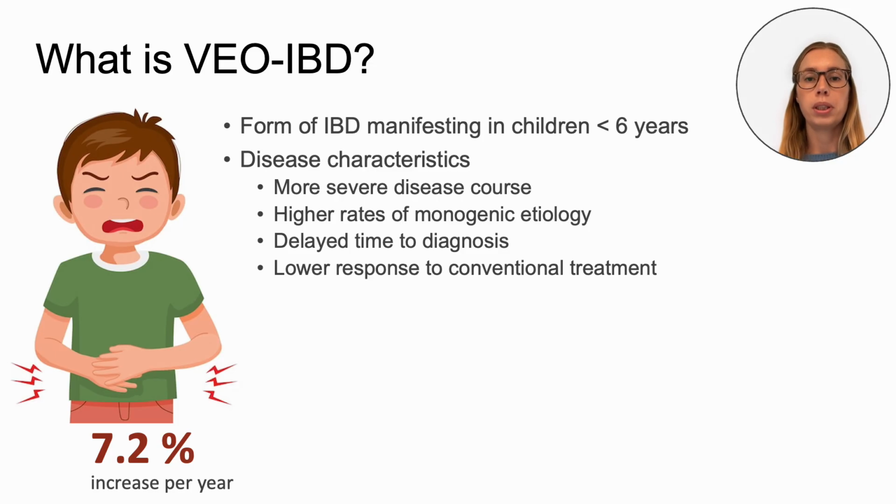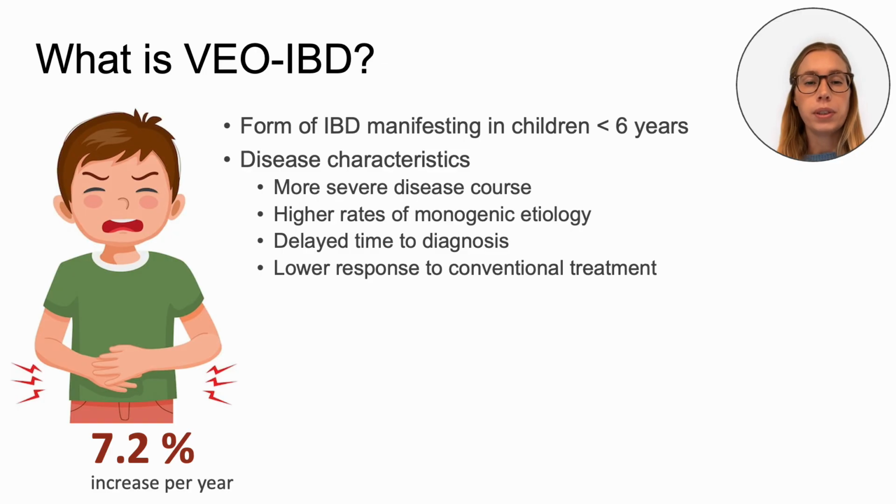Since all of you might not be familiar with what very early onset IBD is, I want to start by just giving a brief overview of the disease. This is a form of IBD manifesting in children less than 6 years old. Compared to IBD diagnosed at later ages, it's often associated with a more severe disease course. The clinical presentation often varies a lot, which means that there is often a delayed time to accurate diagnosis, and patients overall have a lower response to conventional treatment.